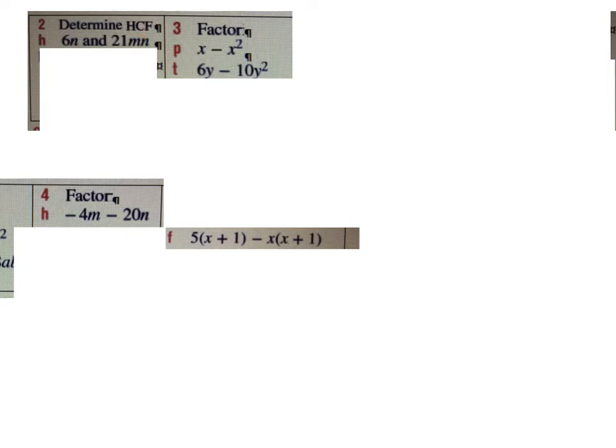Now, hopefully you remember, I'm going to write this over here: 6n and 21mn. You should know that this means 6 times n, and this means 21 times m times n. Hopefully you can already see some factors. What is common to this and this? Well, n is common to both of them. So we're going to put this n out here, and we're going to open some brackets.